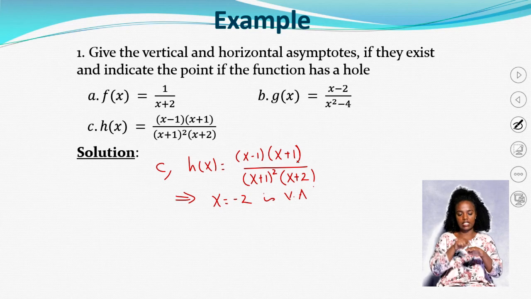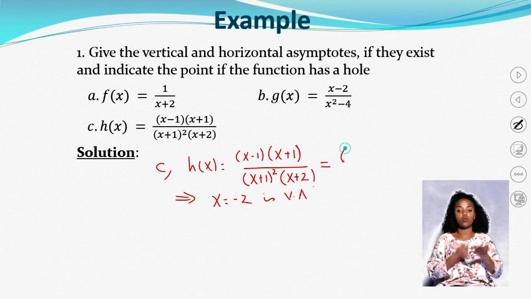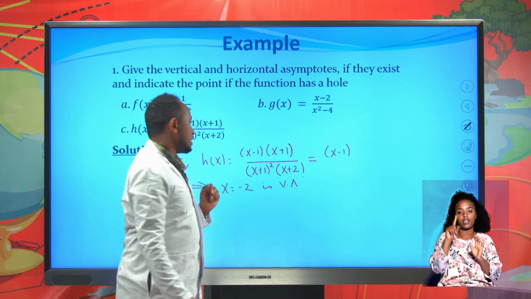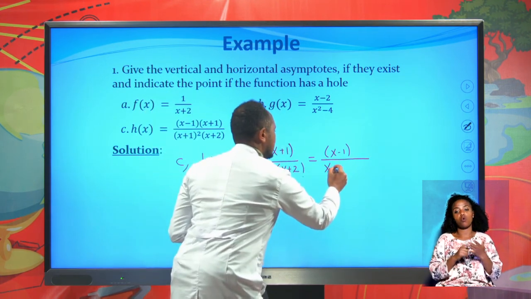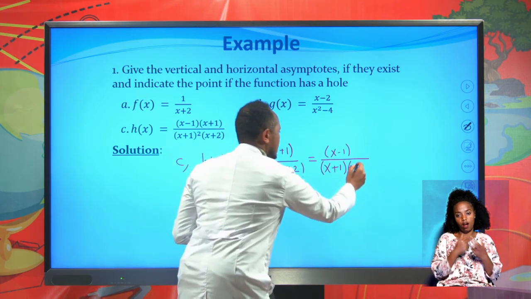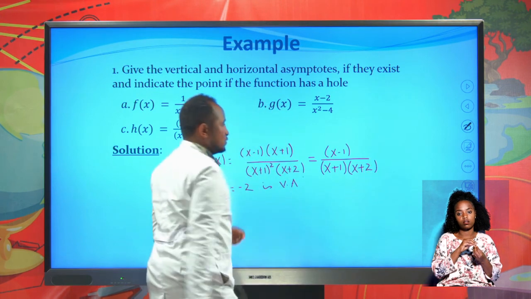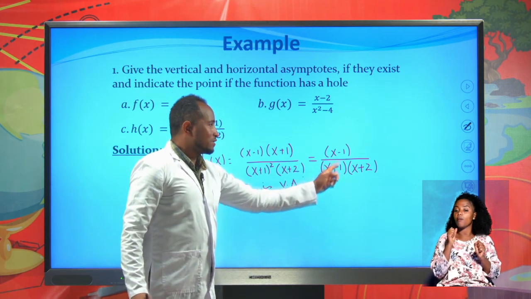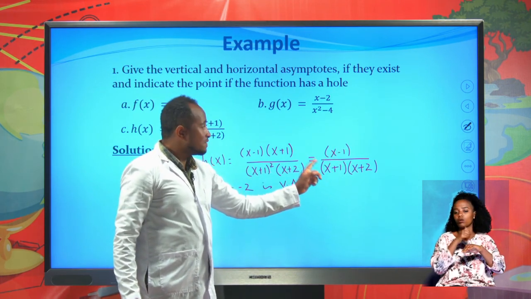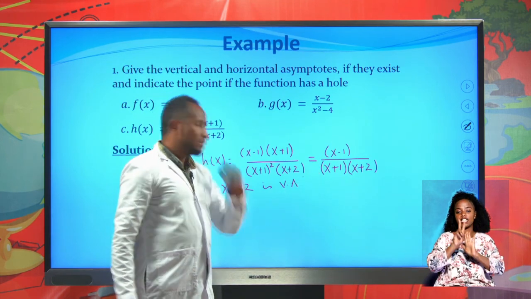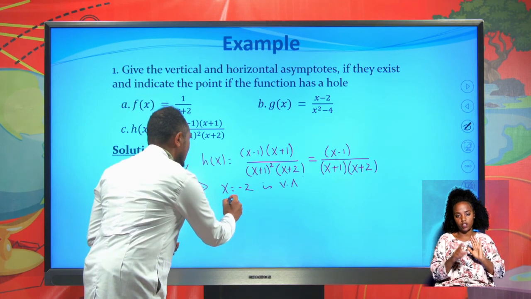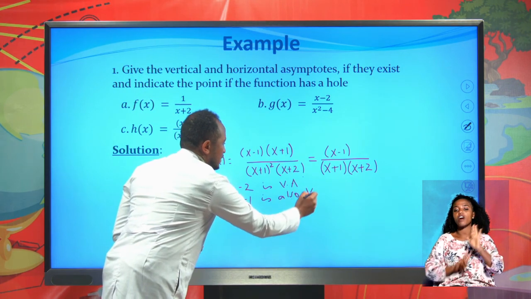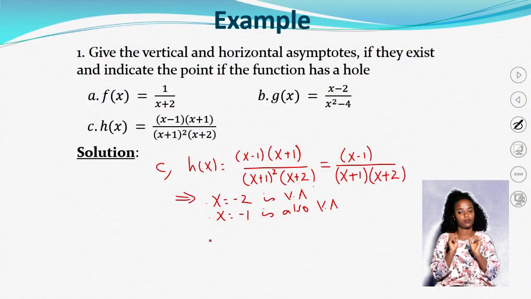So, further simplifying this, you have x minus 1. This cancels one of the x plus 1. Therefore, you will have x plus 1 times x plus 2. Again, minus 1 makes the denominator 0, but not the numerator. Therefore, the function has a vertical asymptote at minus 1, not a hole. Therefore, not only x equals minus 2, x equals negative 1 is also a vertical asymptote.